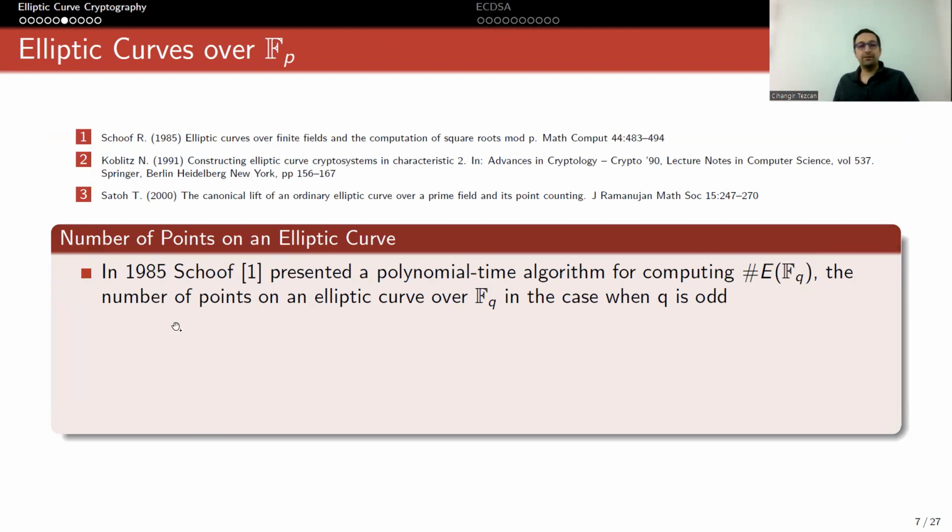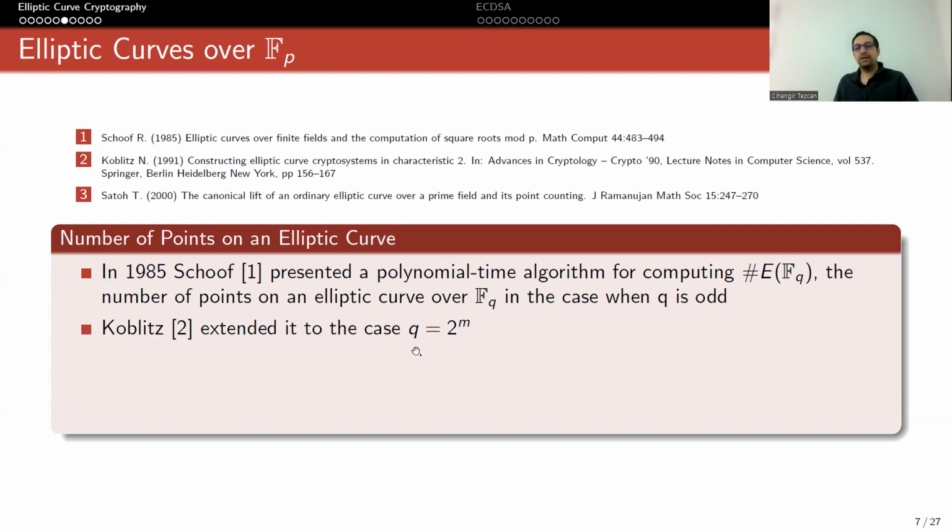In 1985, there was a Schoof paper where he presented a polynomial time algorithm for computing the number of points of an elliptic curve over FQ, when Q is odd. This means that you have a very large prime, okay? So we have known how to count this since 1985.